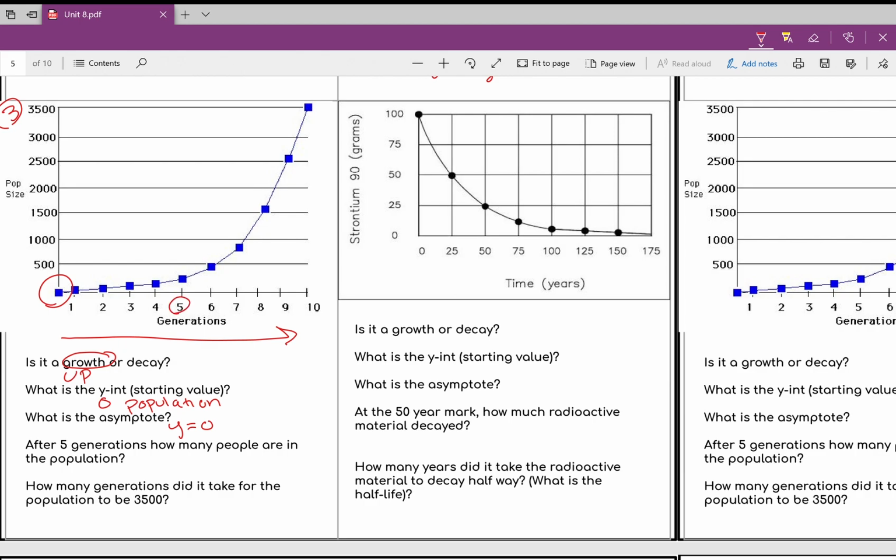So 5 generations right here. So it looks like about halfway between 0 and 500. So about 250 people. So after 5 generations, there's 250 people. Now it says, how many generations did it take for the population to be 3,500? So if we look over here at 3,500 and we draw it all the way over to where the generations are, it looks like it took about 10 generations to get 3,500 people. Okay, now look at the last example, number 4.